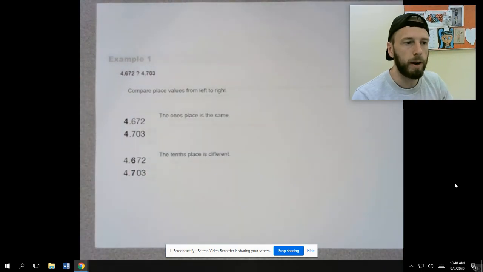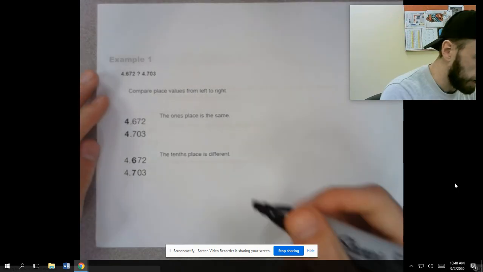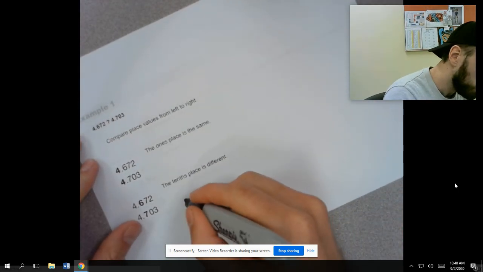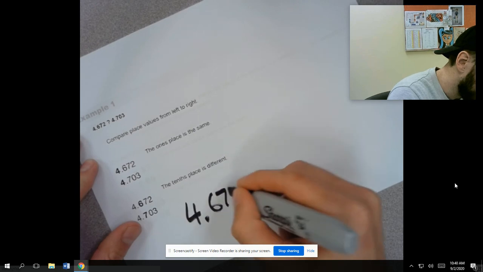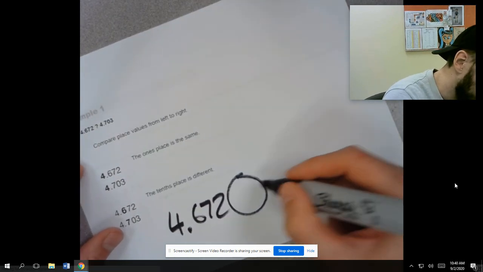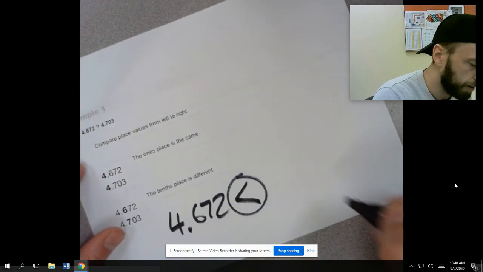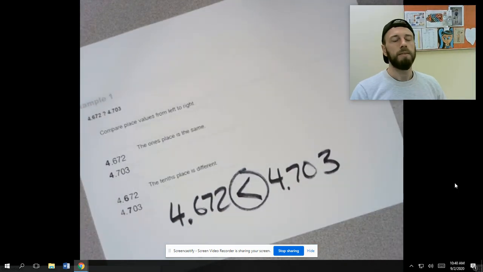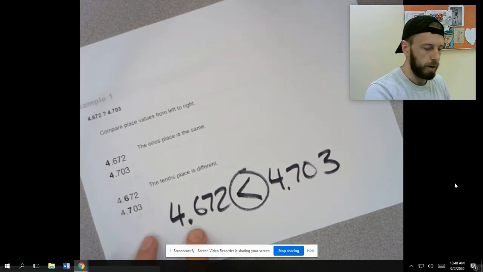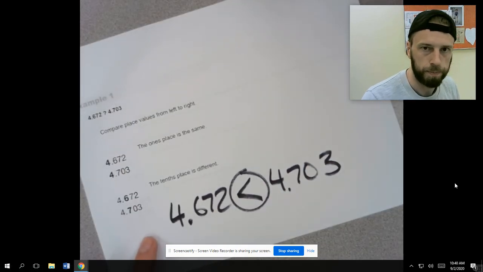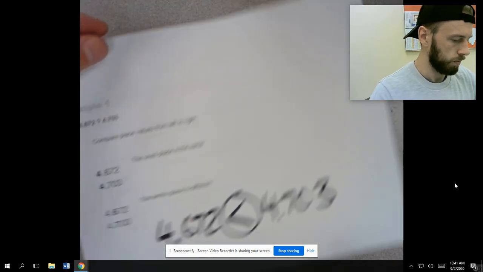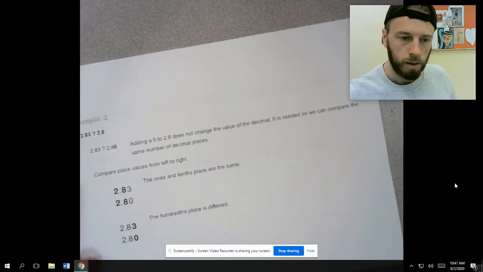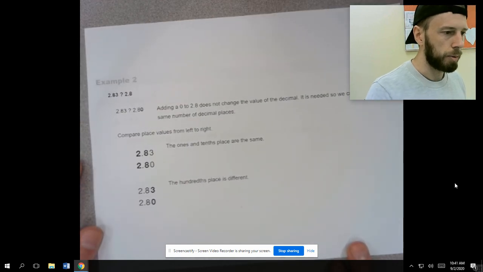And if I were going to compare these numbers, this is exactly what I would do. I would say 4 and 672 thousandths is less than 4 and 703 thousandths. That's how we would put that answer for that type of problem. That number is less than that number.